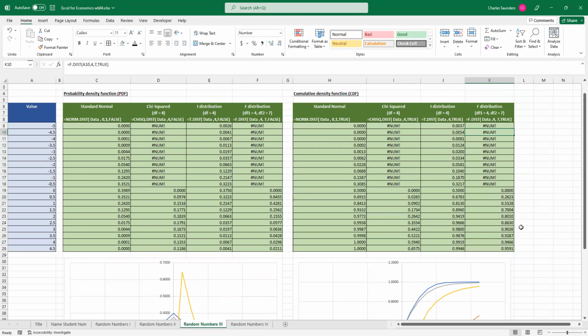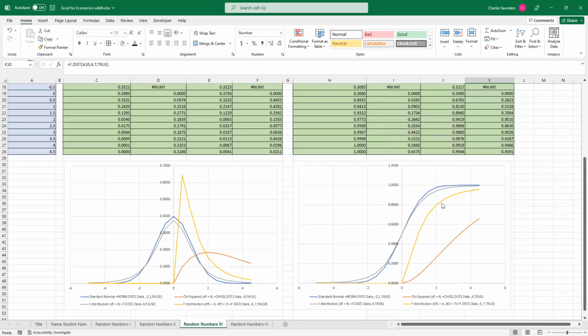Doesn't make sense for a negative value, but afterwards it rises quite rapidly, such that a very large proportion of the probability is below 2. As we can see here, it gets up to 80% by 2, whereas the chi-square by 2 is just below 0.3.